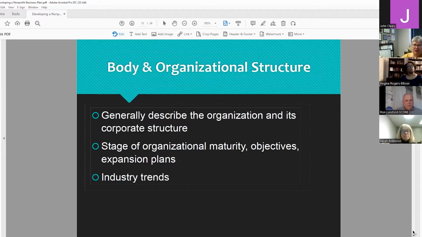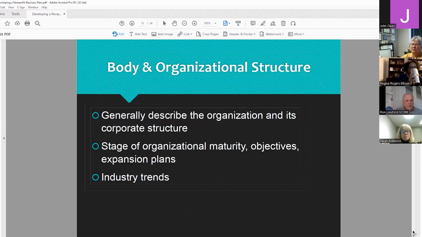The next part is your body and organizational structure. You're going to generally describe what the organization does, its corporate structure. What does that look like? You can describe in this section how you expect, so you've got your startup phase, and that's going to look a certain way, but where does your organization want to be in 3 years? Or where does your organization want to be in 5 years?